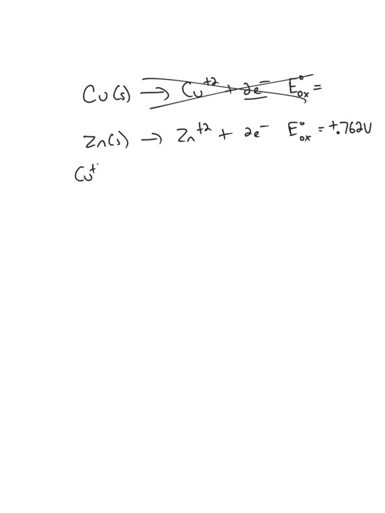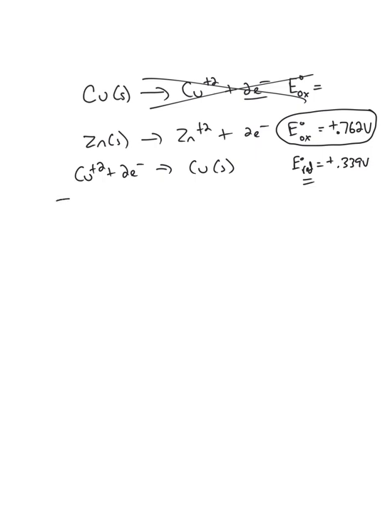The copper reaction we leave, and that has a reduction potential of positive 0.339 volts. So when we are asked to figure out which compartment is the oxidation and which one is the reduction, we want to look at the reduction potentials, and we want to flip the reduction potential and make an oxidation potential. We want to flip the more negative voltage. So whichever voltage is the more negative one is the one that we want to flip. And then we add the two reactions together.